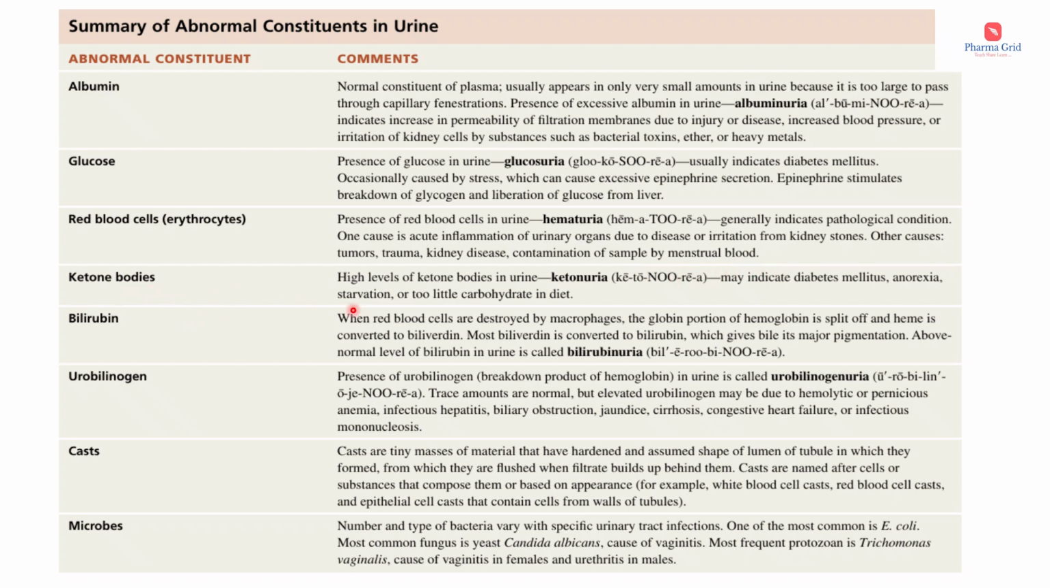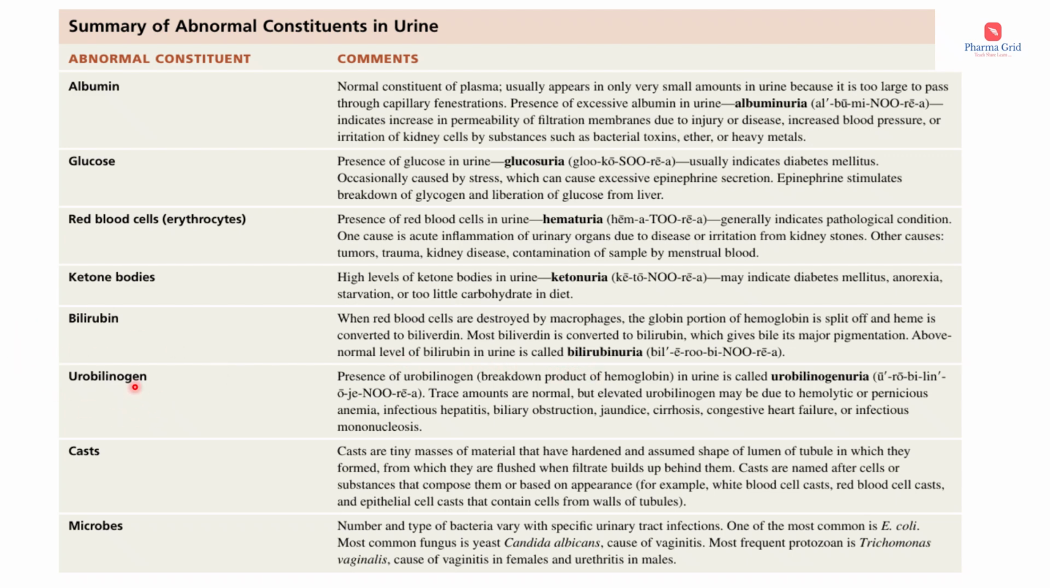Then ketone bodies. High levels of ketone bodies in the urine is known as ketonuria. It may indicate diabetes mellitus, anorexia, starvation, or too little carbohydrate in the diet. Then bilirubin. When red blood cells are destroyed by macrophages, the globin portion of hemoglobin is split off and heme is converted to biliverdin. Most biliverdin is converted to bilirubin, which gives bile its major pigmentation. Above normal levels of bilirubin in urine is called bilirubinuria.